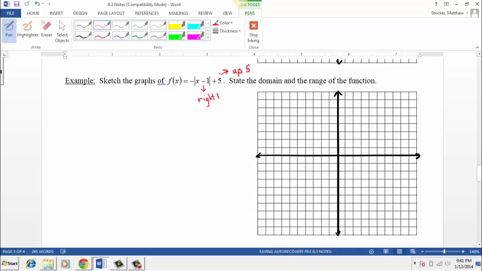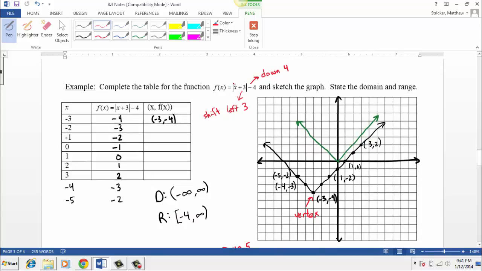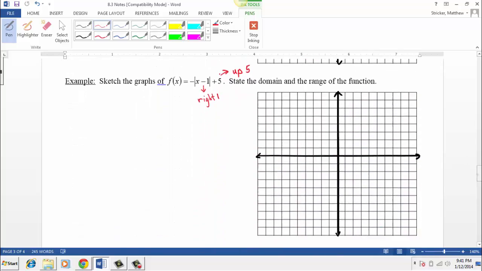Now the other thing that's different from that last example is that the absolute value there was just a positive absolute value, and here in the second example, I guess it's the third example, there is a negative in front. Well, what that does is it makes the graph open down. It flips it upside down. Whenever you see the negative out front there, it's going to flip the graph upside down.